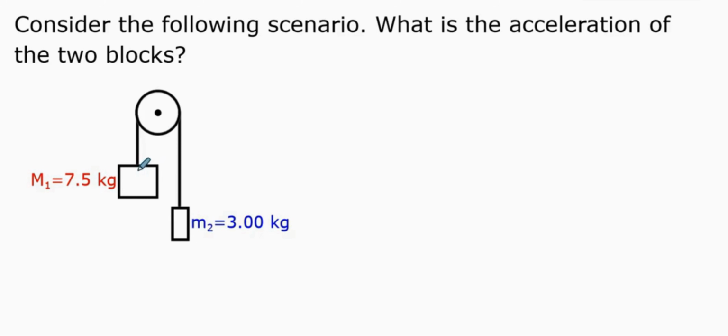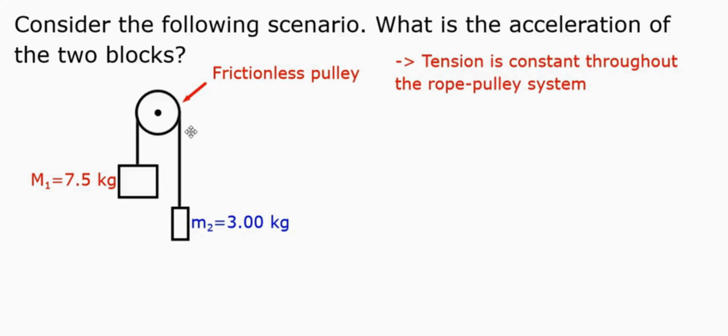So there's a couple things we need to remember about pulley scenarios. First, generally we're going to treat these as frictionless. In other words, there's no forces of friction that I need to include in it, and as a result, tension throughout this rope and pulley system is constant all the way through. So what does that mean for us here in this problem?